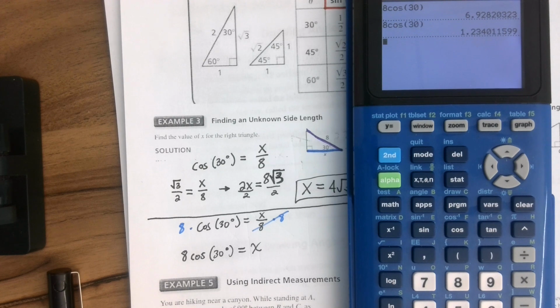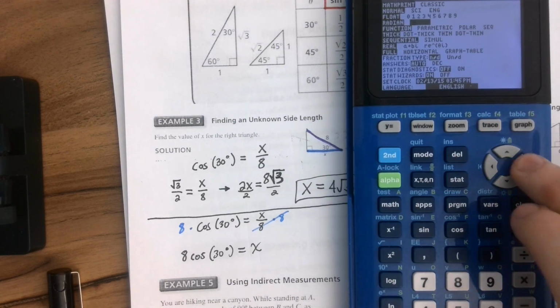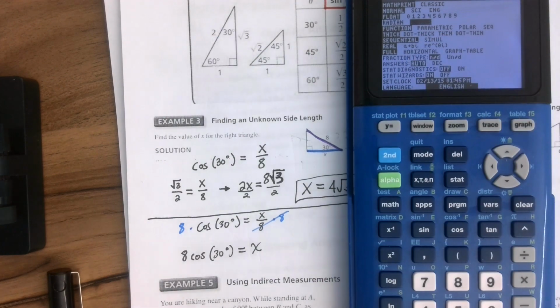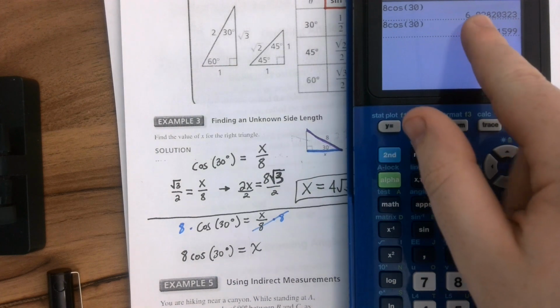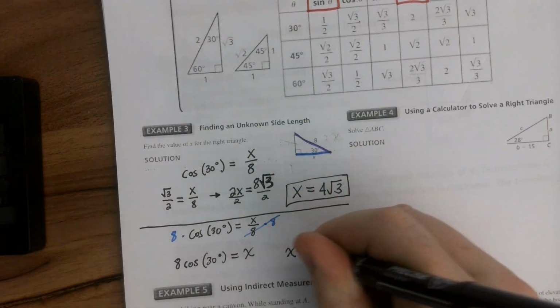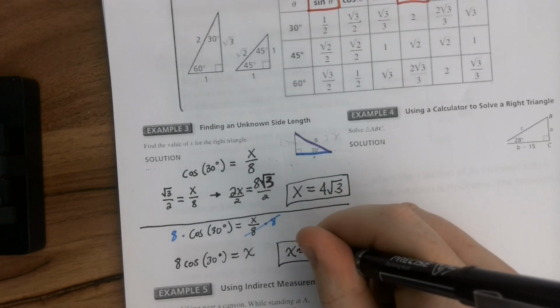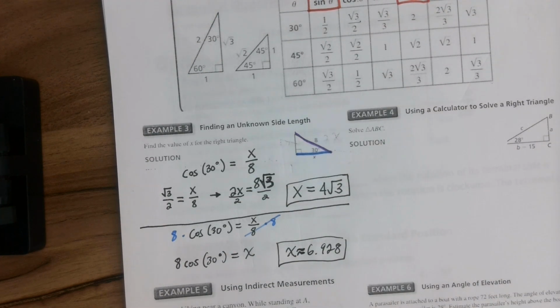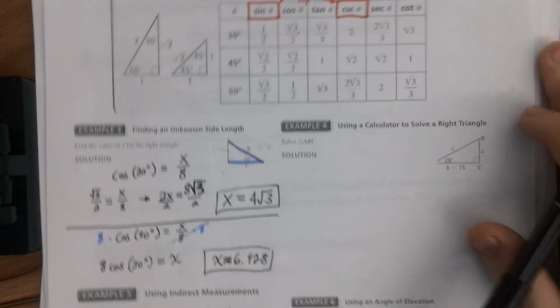1.234. That's not at all the same number. We're going to talk about radians in the next section, but for now, just remember, when we're talking about degrees, like a 30-degree angle, your calculator should be on degrees so it knows what you're talking about. Either way, we get 6.928 for x. So that's our x value. These are equivalent. It's just that this one we had to round a little bit. All right?